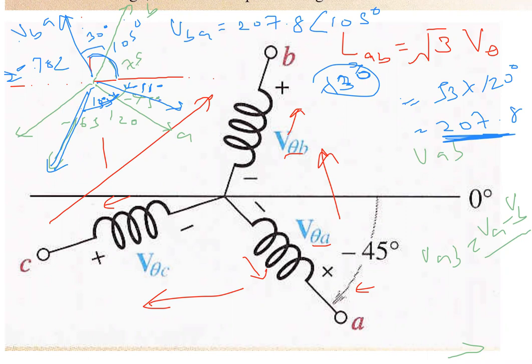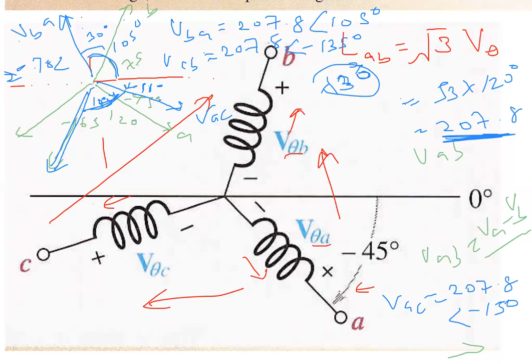VCB, that is 207.8, again the same value, and the angle should be negative 135 degrees, okay? So that is this angle, 135, because we measure it to the opposite side, it should be negative, okay? And what about this one? That is this line, that is VAC. VAC is equal, the same value, 207.8, and the angle should be negative 15. Guys, is that clear?